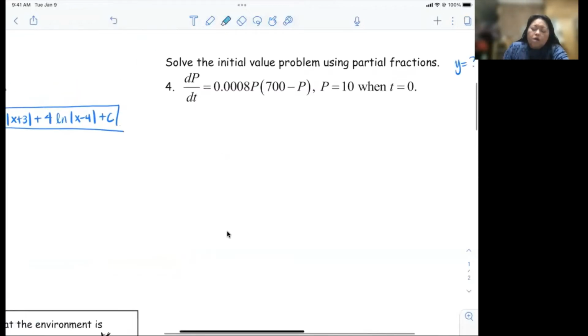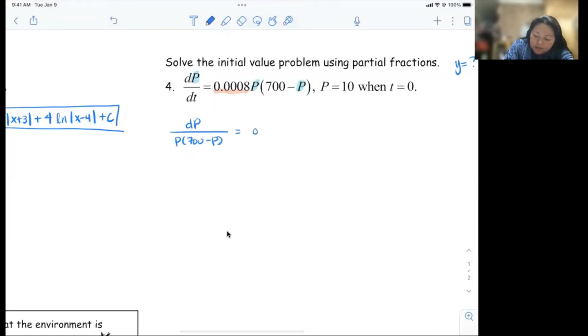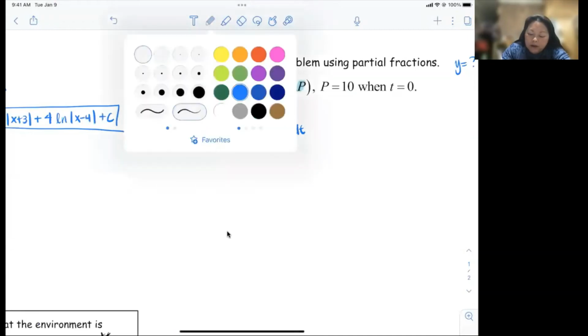Okay. All right. So I see that I have a derivative here, which means I have to separate my variables and do separation of variables to take the integral and get my original equation this way. Since you have P on this side and you see P here and P here, all these variables are going to stick to the left, and you can keep your 0.0008 on the right-hand side, because that one doesn't have to go with a P. So you go dP over P times (700 minus P), and keep the 0.0008 dt on this side.